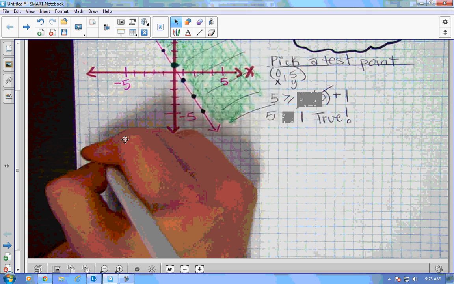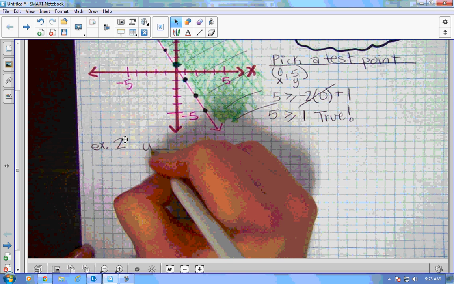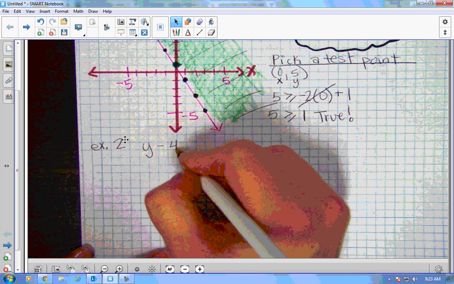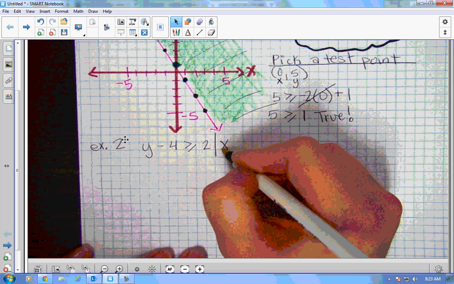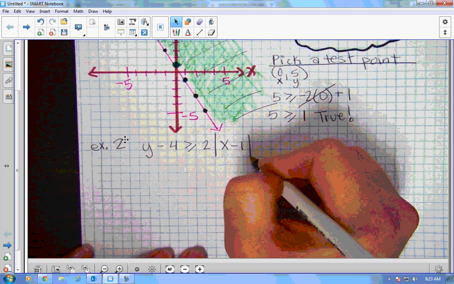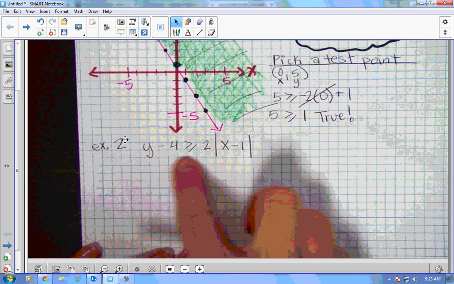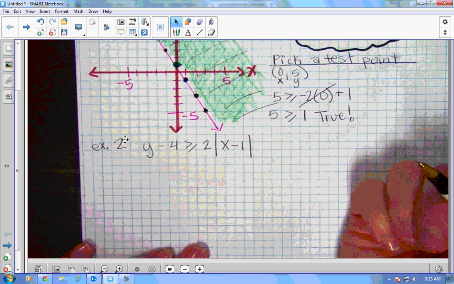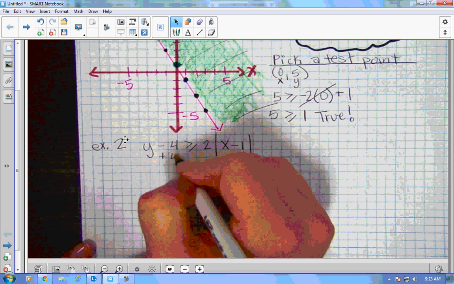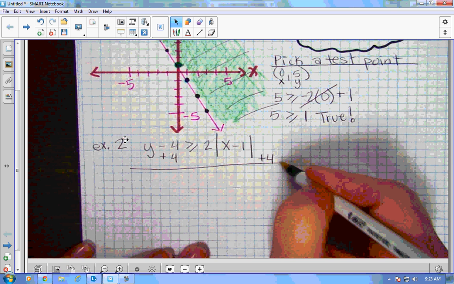Same properties though. Example 2. We're going to graph y minus 4 is greater than or equal to 2 times the absolute value of x minus 1. Close the absolute value. Now we want to get this with y by itself. So in this case, we need to do some inverse operations. We're going to add 4 to both sides. Now that comes after the absolute value. Don't add it inside the absolute value.